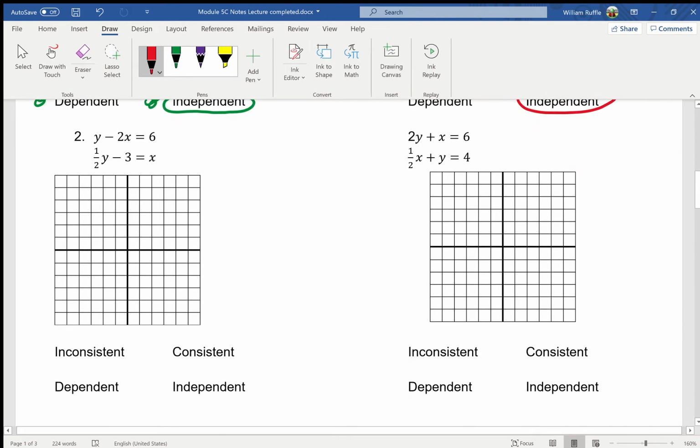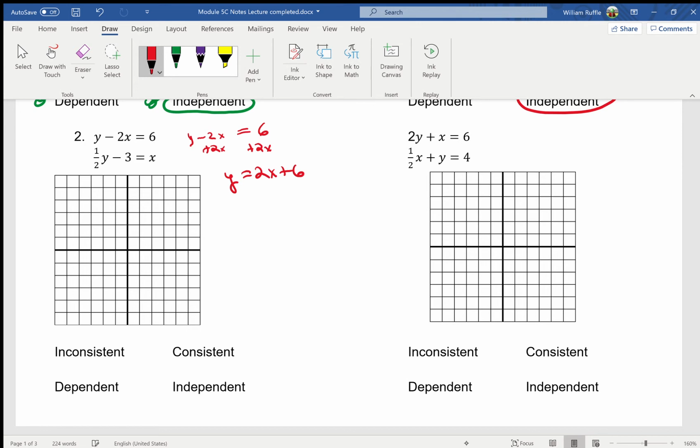All right, I got two more graphs to do. So if I solve for y minus 2x equals 6, I have to add 2x over. So I get y equals 2x plus 6. My other equation is a little harder. I have fractions involved. But I still got to get y by itself, so I got to add the 3 over. So I get 1 half y equals x plus 3. Now remember, to get rid of this, we divide by what's attached to it. So we divide everything by a half. And then we get y equals 2x plus 6.